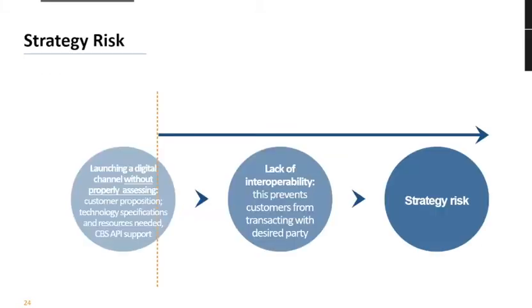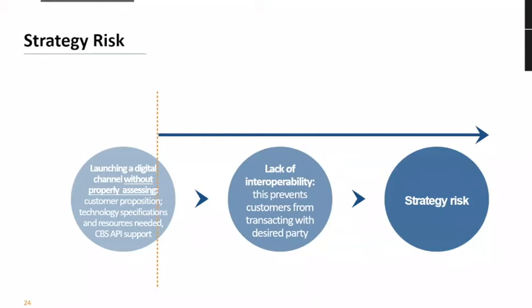And then let's not forget about the strategy risk. That could also be a risk, that we have the wrong strategy in digitalization. An example could be launching a digital channel without properly assessing the customer proposition, technology specifications and resources needed, and core banking system API support. That would bring, for example, a situation where customers face a lack of interoperability. This prevents customers from transacting with the desired party.